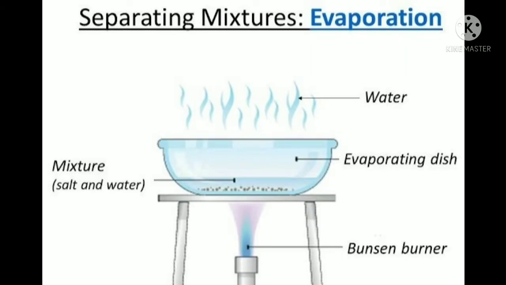the method of evaporation for separation. So what is evaporation? See in the diagram, there is an evaporating dish. There is a mixture of salt and water. What will happen? Slowly the water will be evaporated. As the water is heated, the salt will be left in the evaporating dish as salt crystals, and the water will be vaporized. This is the process of evaporation for separating a mixture of solid and liquid. Here the solid was salt and the liquid was water.